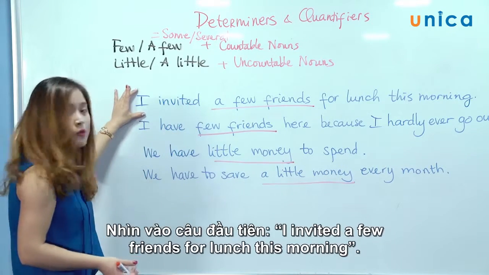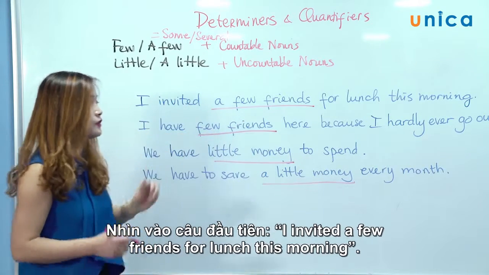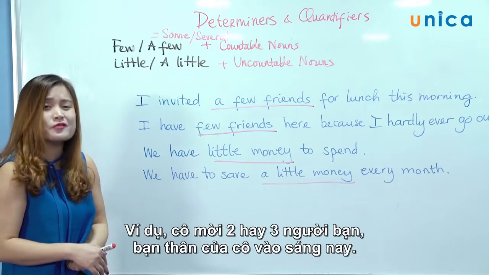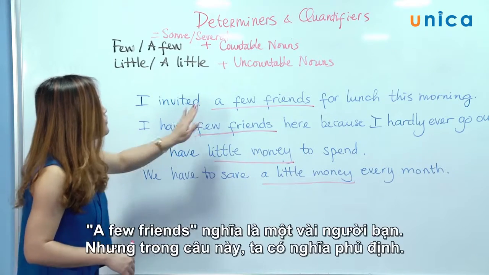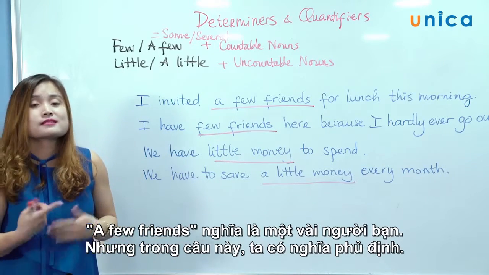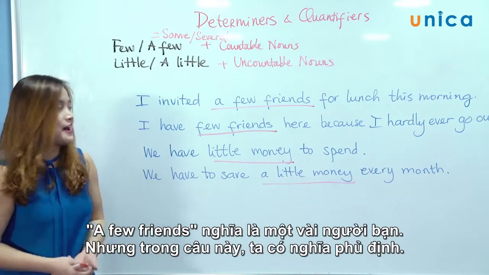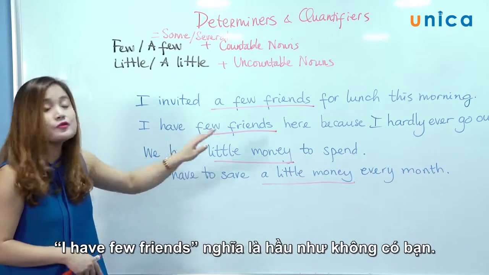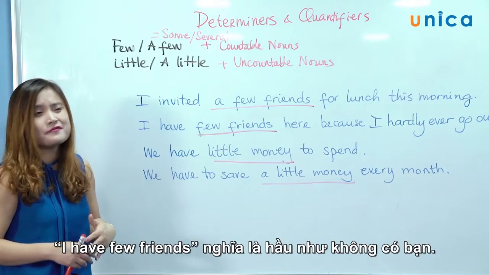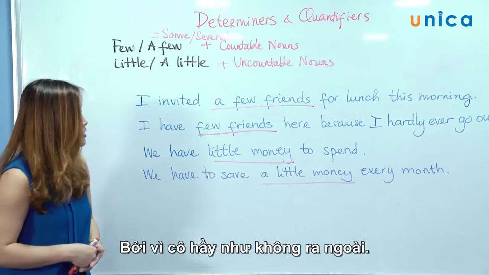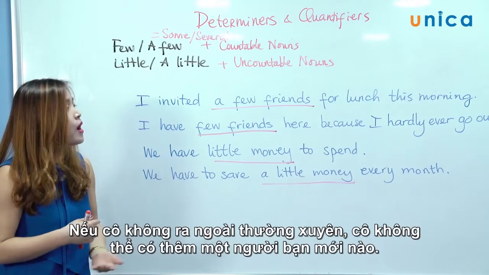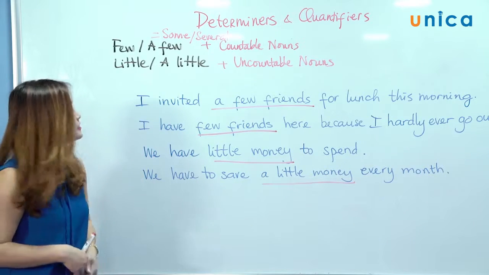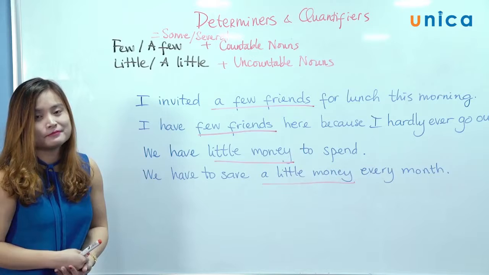Okay, let's have a look at the first one. I invited a few friends for lunch this morning. For example, I invited 2 or 3 friends, close friends this morning. So a few friends here means some or several friends. But this one, it has a negative meaning or connotation. I have few friends. That means I almost have no friends here, because I hardly ever go out. If I don't go out too often or quite often, I couldn't make many new friends, okay? So I have few friends, right?